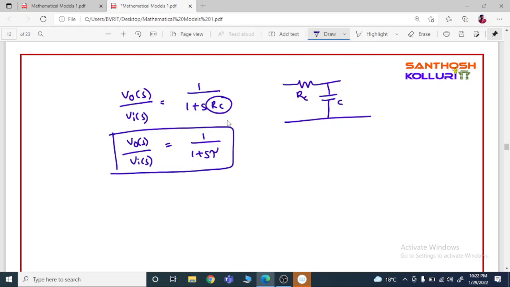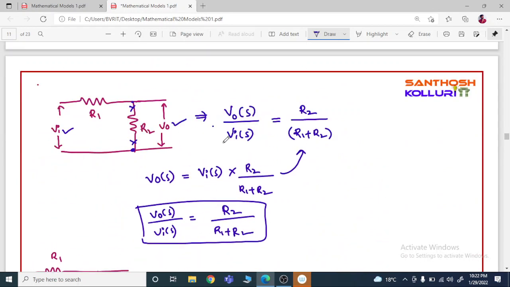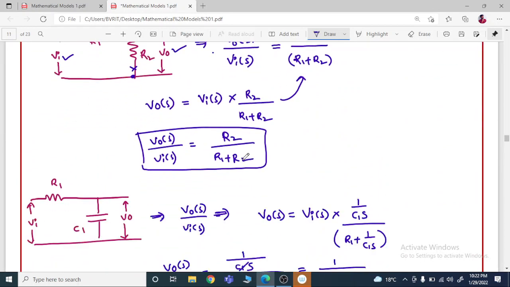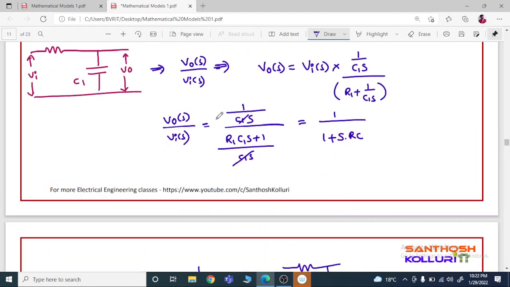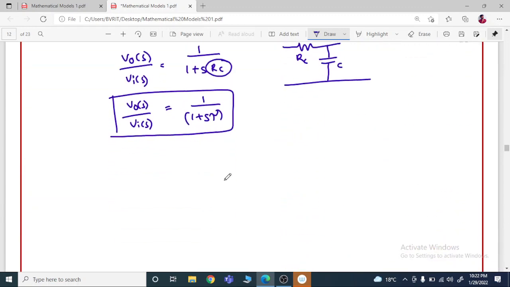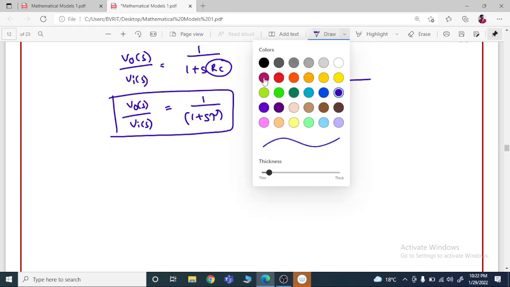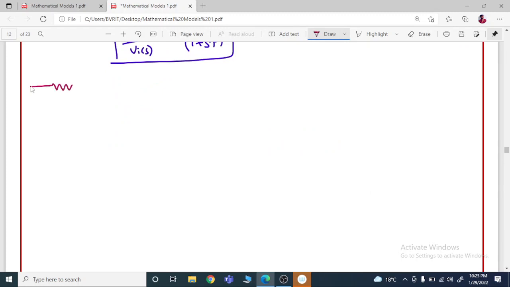So one memory element is existing here. Now this is the first order system. In the previous case, only two resistors are there. There is no memory element present. Therefore, there is no order of the system. Here one memory element is present, capacitor. Therefore, it became a first order system. Similarly, we will see if there are two memory elements. Memory storage elements are nothing but inductor and capacitor. Resistor is not a memory element. So I have considered memory elements like L and C.